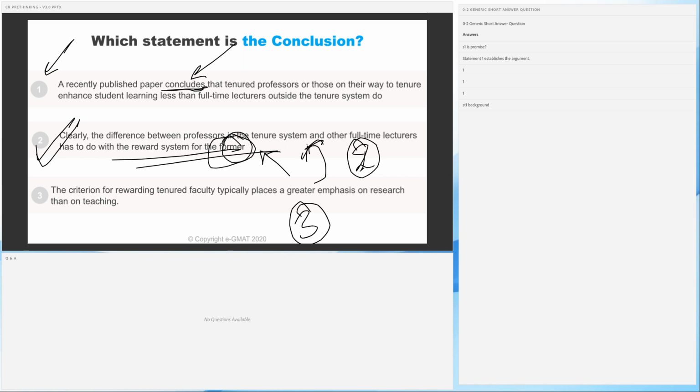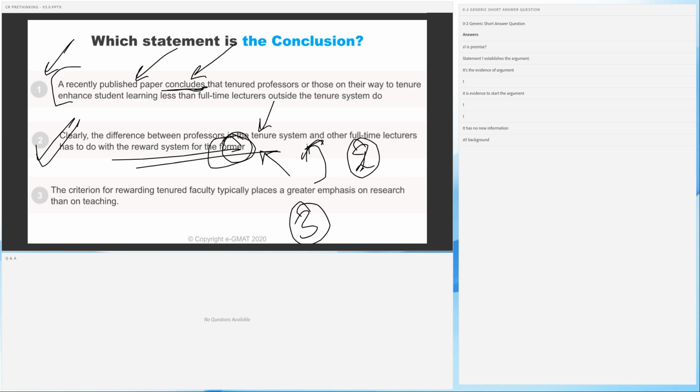Now, statement 1 has a conclusion, but it is by a research paper. It's not by the author of the argument. Remember, the main conclusion is always by the author of the argument. The author of the argument uses this paper as context or as fact to arrive at his conclusion. So in many ways, this also supports the conclusion, or it provides context.